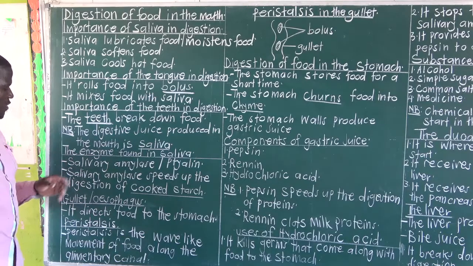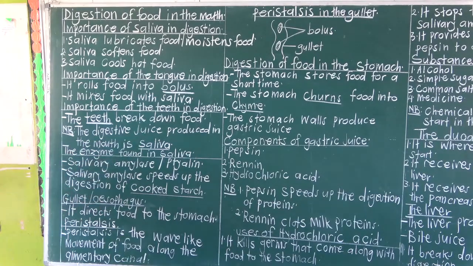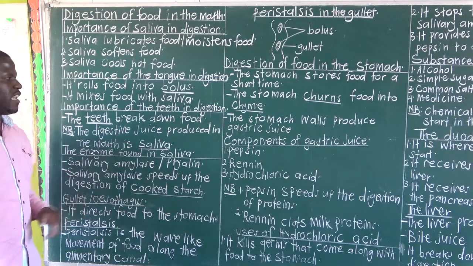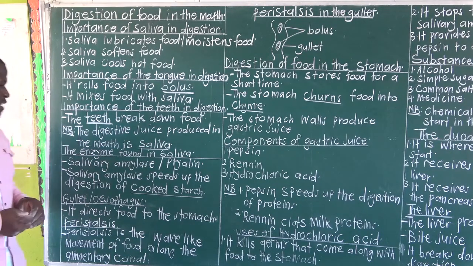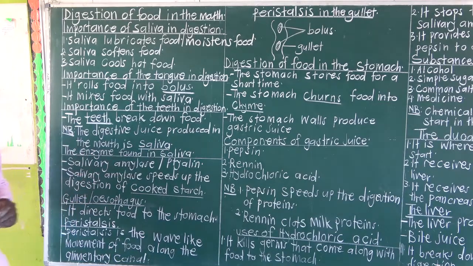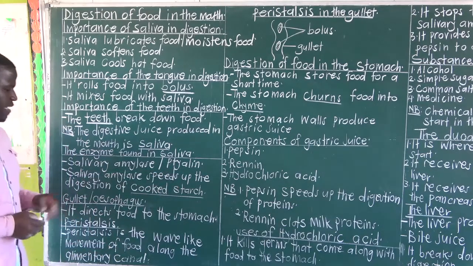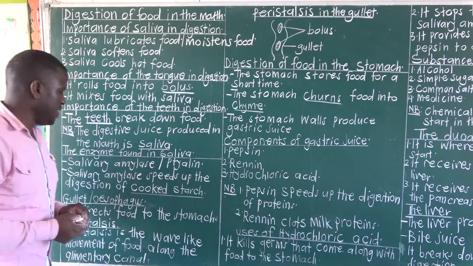NB, something to note. The digestive juice produced in the mouth is called saliva. So this saliva is the one which softens food, cools hot food, and moistens or lubricates food. Then we have what are called enzymes. The other time we looked at enzymes. The enzyme in the mouth is called salivary amylase, or ptyalin. This is the enzyme found in the mouth.